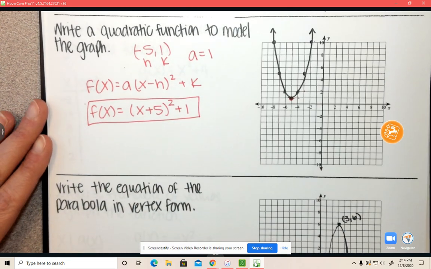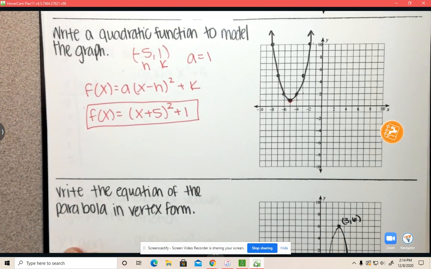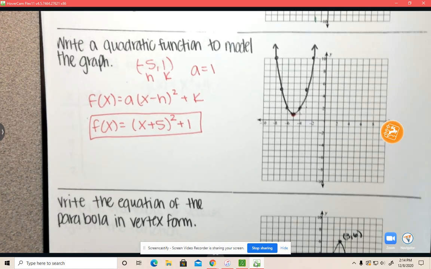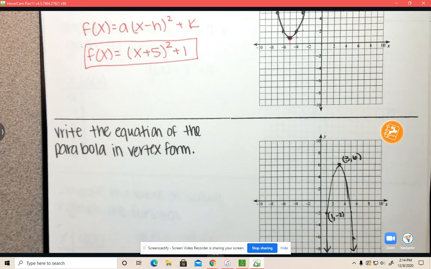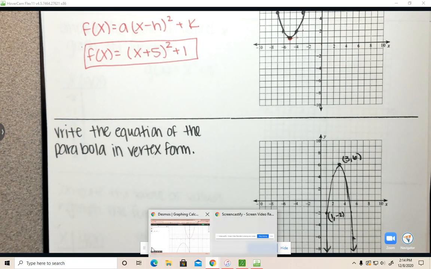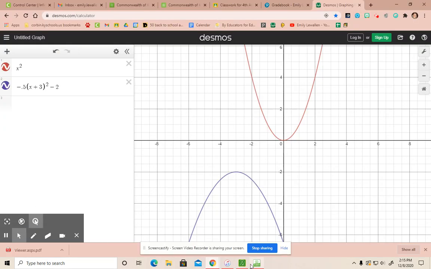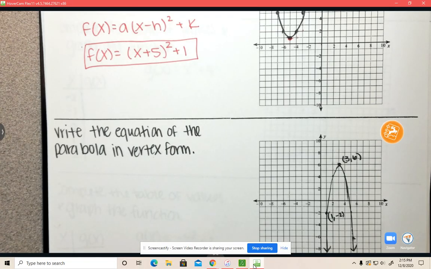Okay. All right, next, write the equation of the parabola in vertex form. Okay, and I'm going to have to pause for just 1 second, guys. I do apologize, but I'll be right back. Okay, sorry about that interruption.